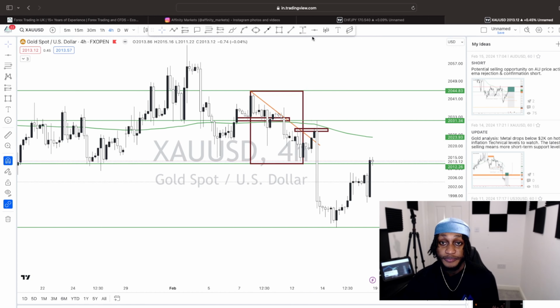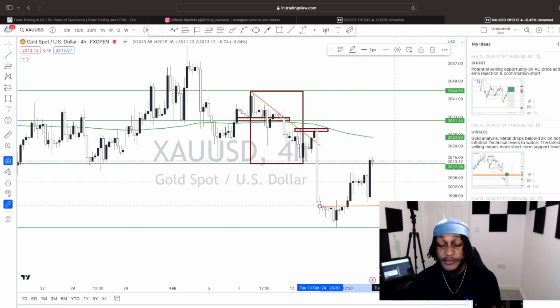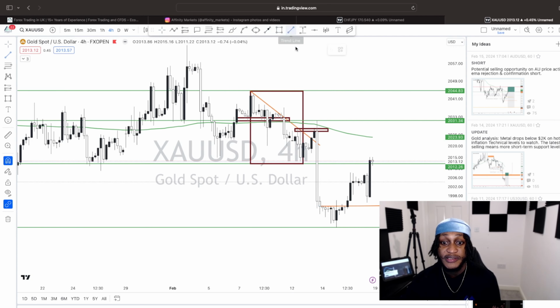So what I saw later on that week was price came back up and created this zone. I'm going to mark this zone because it's important, and I'm going to show you guys how important it is and how price can actually go for your stop loss, stop you out, and then move towards the upside.